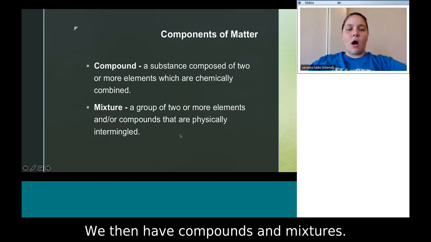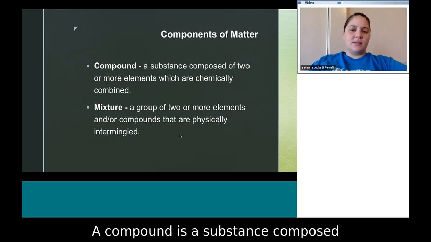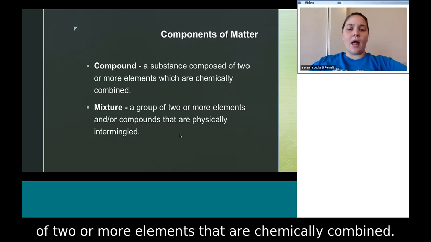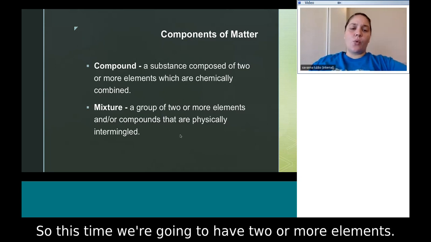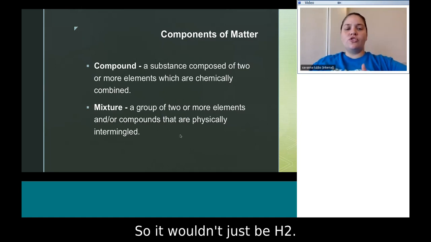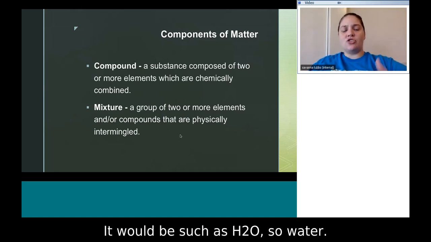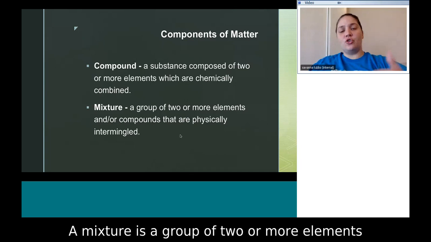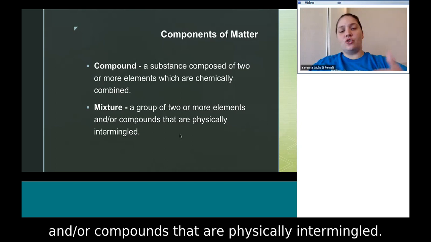We then have compounds and mixtures. A compound is a substance composed of two or more elements that are chemically combined. So this time we're going to have two or more elements. It wouldn't just be H2, it would be something such as H2O, so water. A mixture is a group of two or more elements and/or compounds that are physically intermingled.